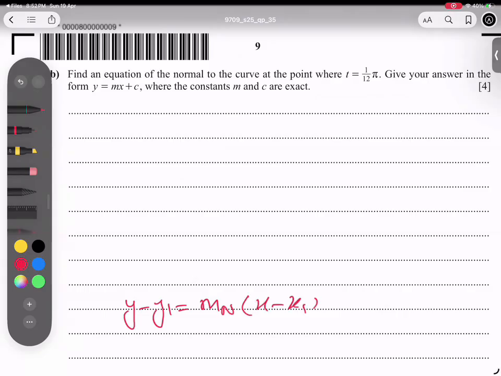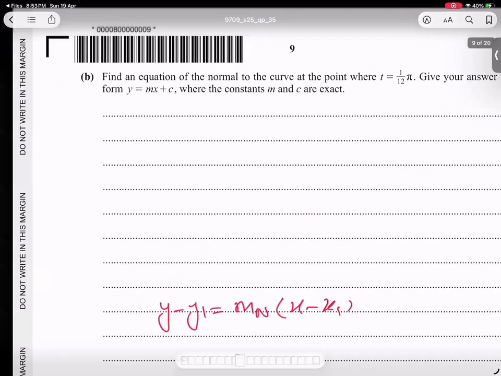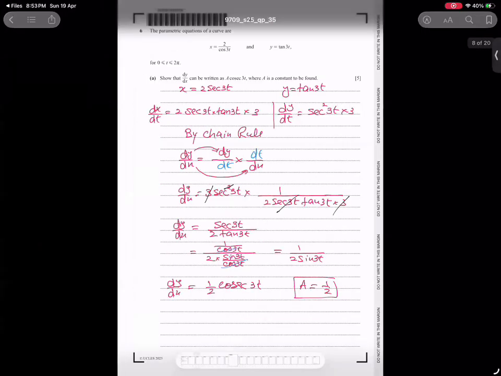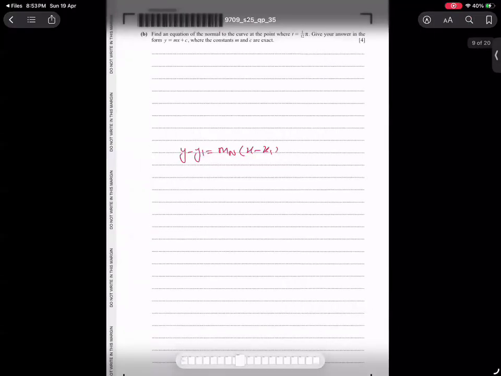So normal means I'm looking for the normal gradient, and x minus x1. Do we have them? The problem is that he has given t, so x1 and y1 are not given. So we'll use this pi by 12 and plug it into the original equations to get x and y, which we will plug in here and here. And I will also plug this pi by 12 into the gradient to get the tangent gradient. So let's go back and bring the values. And he is asking, give me the exact coordinates.